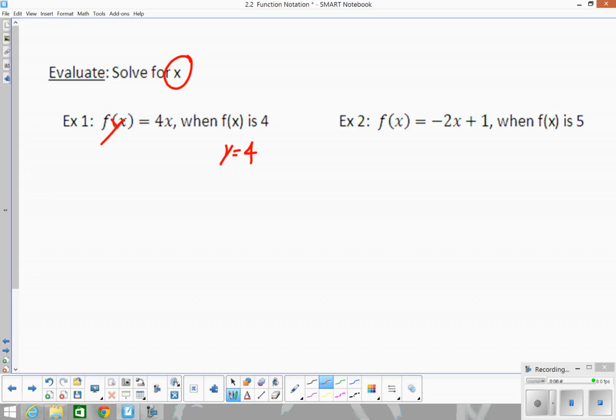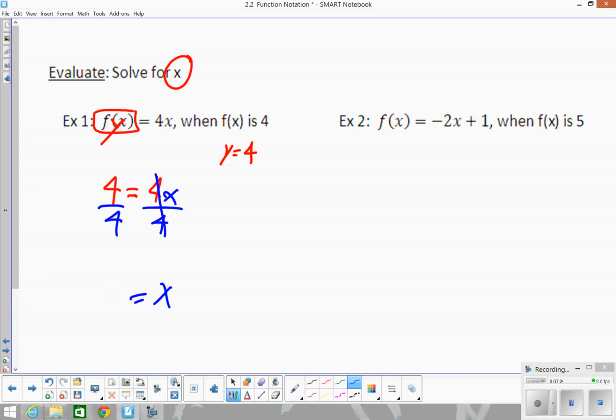So really, if that whole thing is y, and I'm saying y equals 4, all you're going to do is replace that whole notation with the number 4. Now, 4 equals what on the right side? 4x. Good. Now that I have my notation out of there, all I'm going to do is isolate my variable of x. In this case, I'm going to divide both sides by 4.